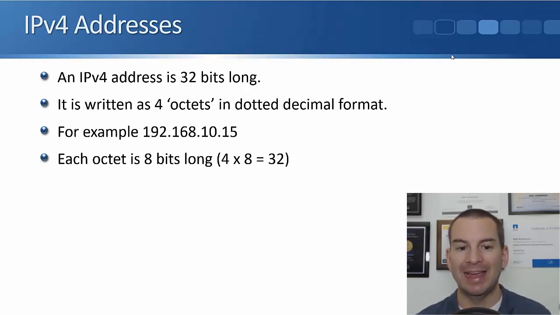Each octet is 8 bits long. 8 bits, that's why we call it the octet. And if you multiply 8 times 4, that gives you your 32 bits, which makes up the IPv4 address.